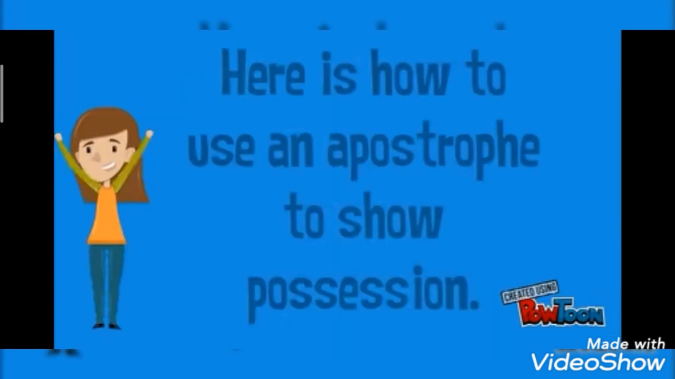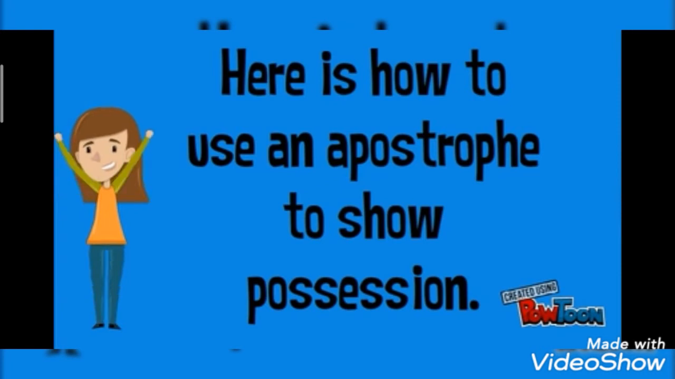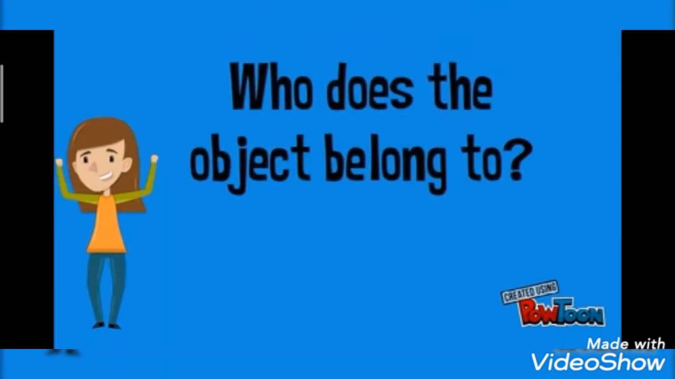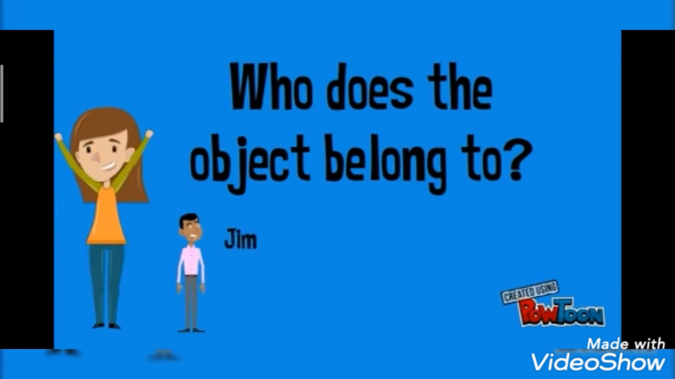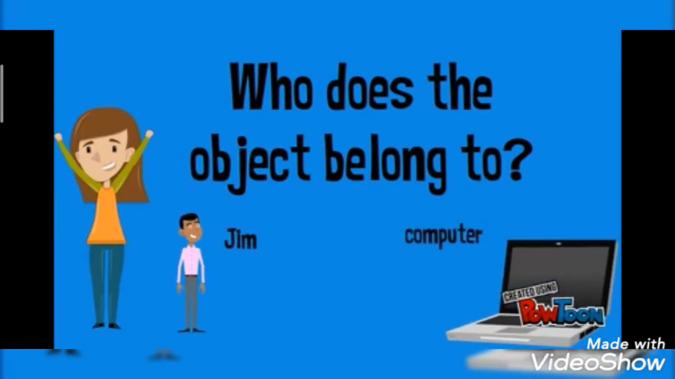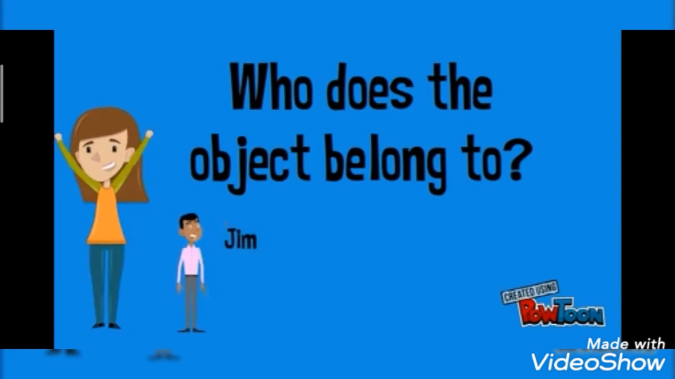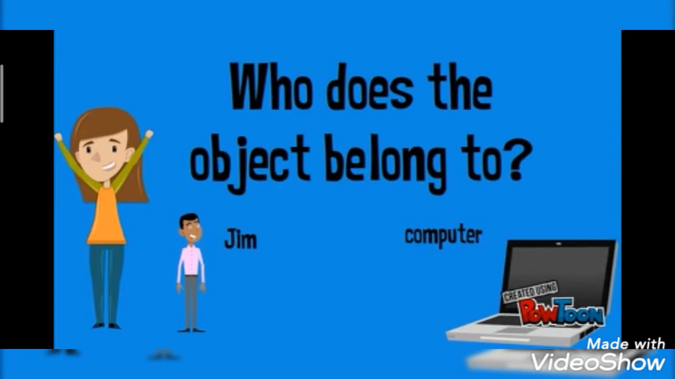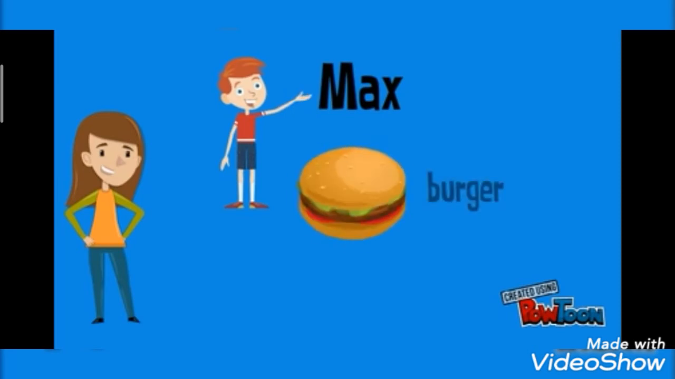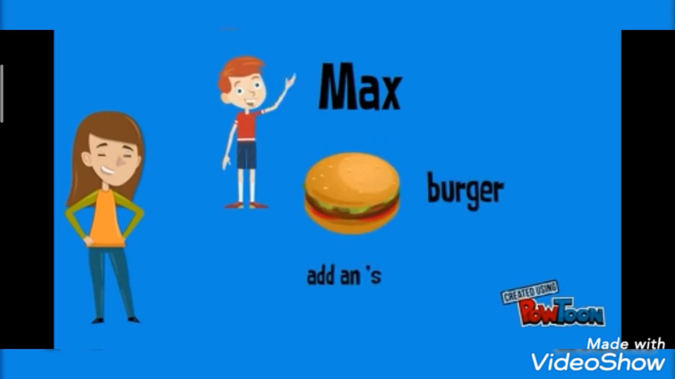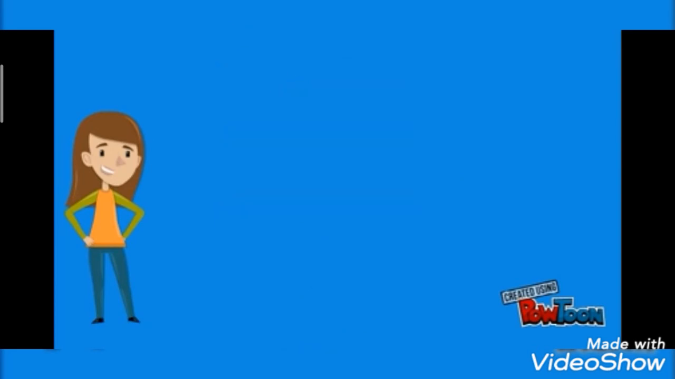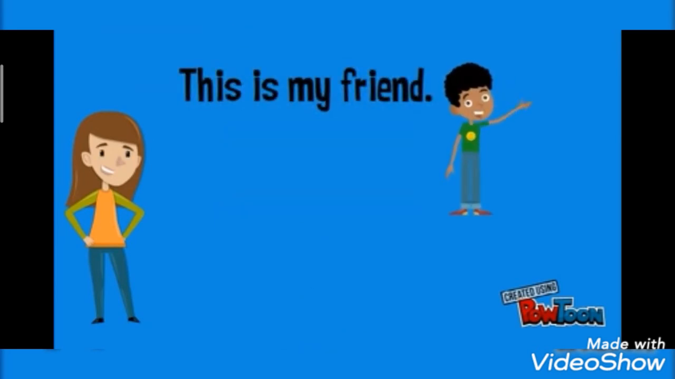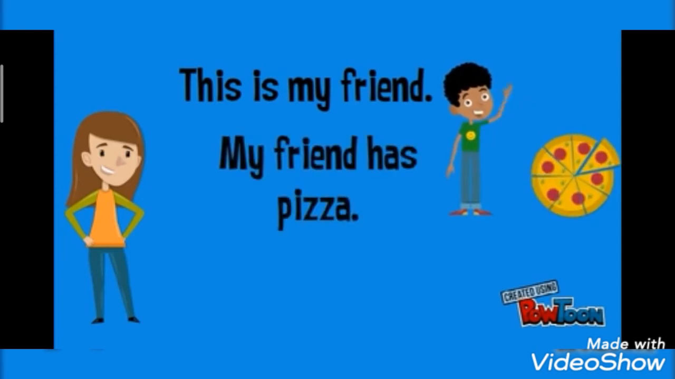So, here is how to use an apostrophe to show possession. Who does the object belong to? There's Jim and his computer. When I add an apostrophe s, it becomes Jim's computer. Oh, there's Max and his burger. When I add an apostrophe s, it's Max's burger. This is my friend. My friend has pizza. This is my friend's pizza.